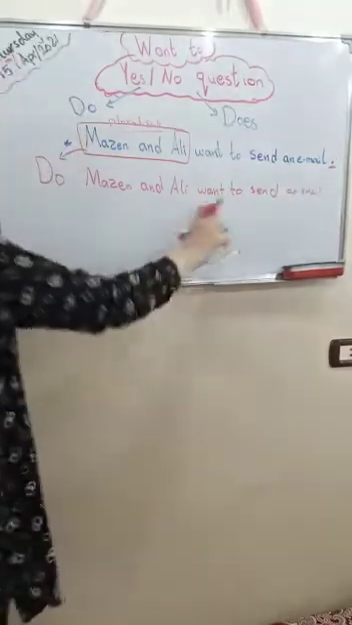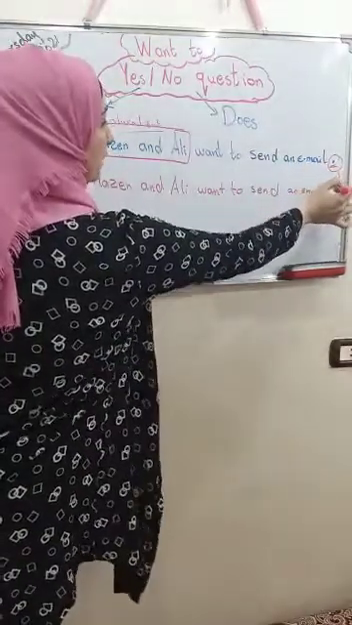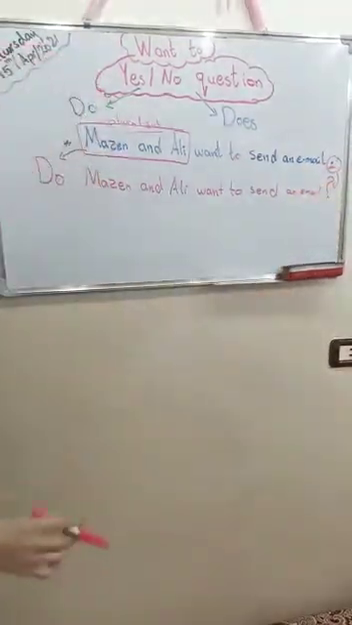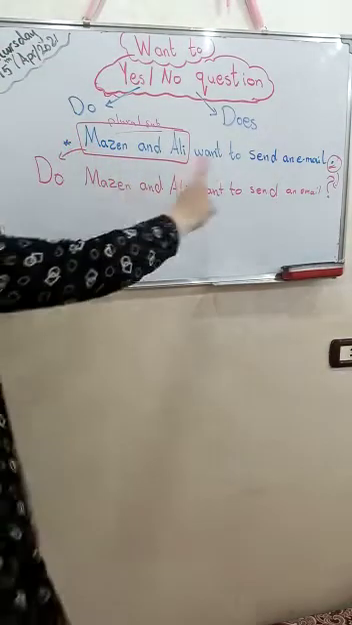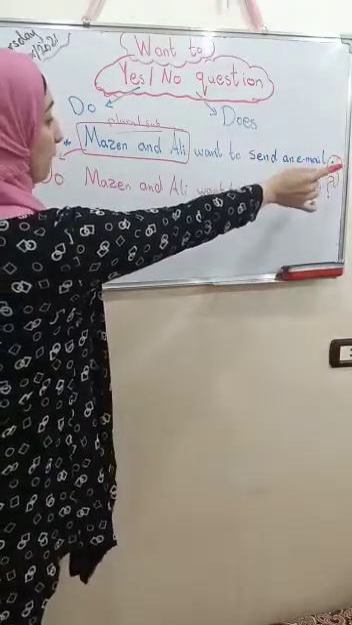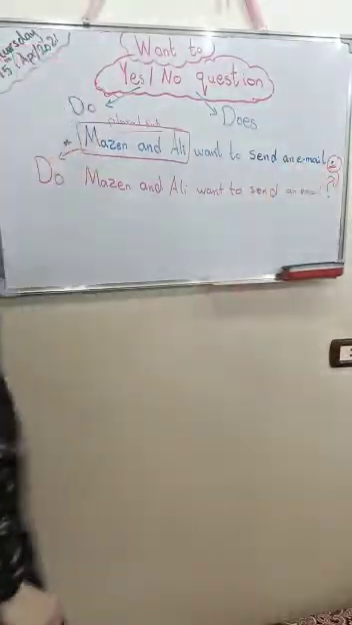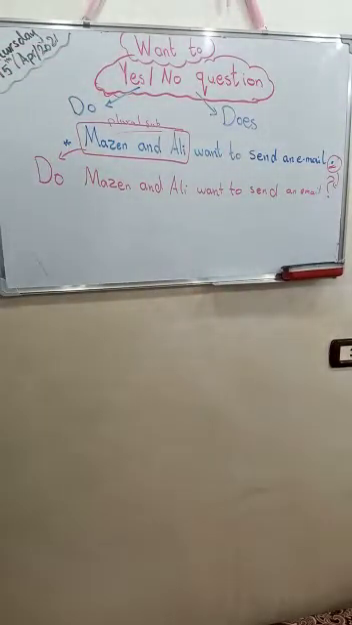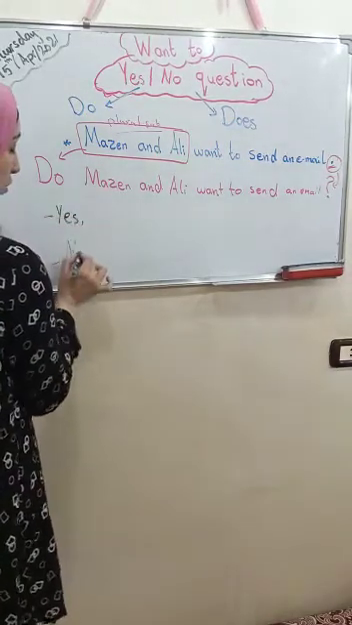Do مازن and Ali want to send an email. And instead of full stop, you have to write question mark, because I change this sentence into yes or no question. So at the end of the sentence, you have to use full stop, and at the end of the question, you have to use a question mark. Do Mazen and Ali want to send an email? Now you have to answer either yes or no.